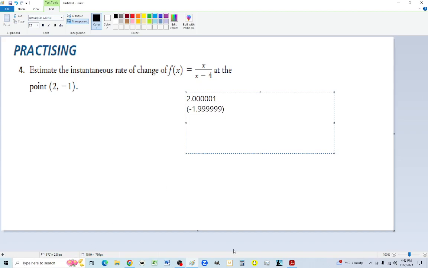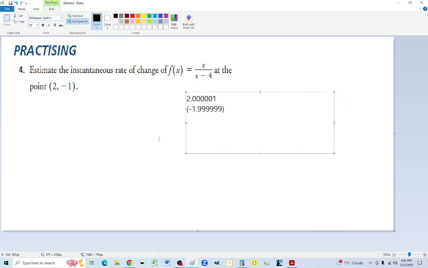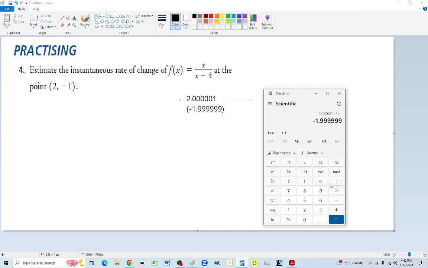Just to make sure, we'll put it in the calculator. What is 2.00001 minus 4? And sure enough, it's 6 nines, and that's what I have. Now we're going to take that and divide it by -1.99999. What's interesting is I can take 2.00001 and divide it by that and then just flip it. When I flip it with 1 over x, this is what I get: -1.00001.